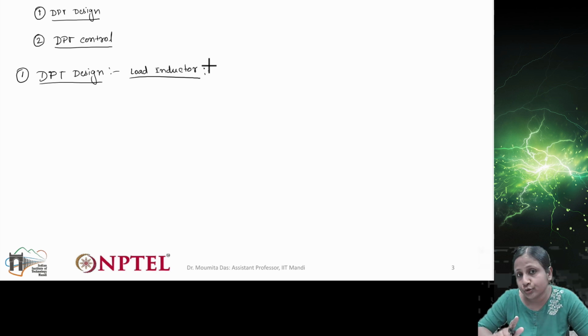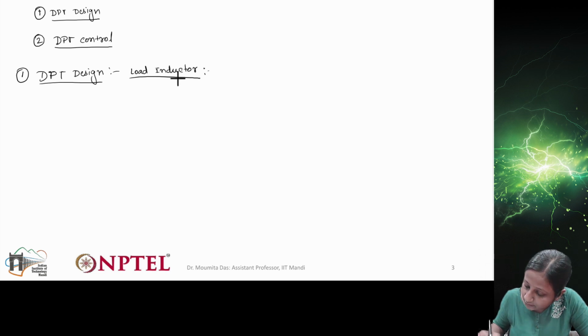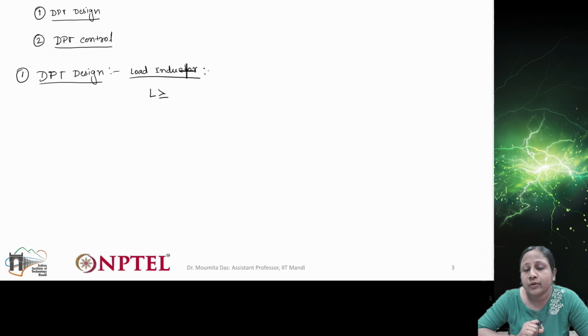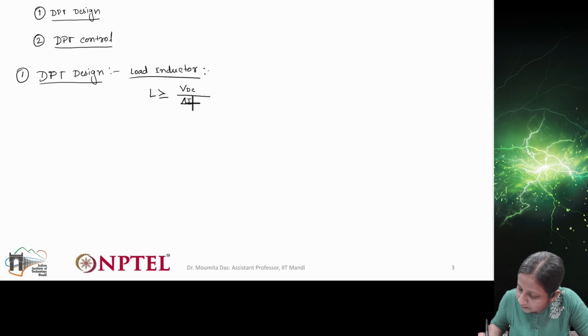The inductor should be such that it is able to provide the required current, meaning the current which we will be able to measure. So what factors are going to affect this inductor? The inductor value should be greater than or equal to the value required for this application. The value we can calculate depends on the input DC voltage, the ripple in the inductor current, and the switching frequency.